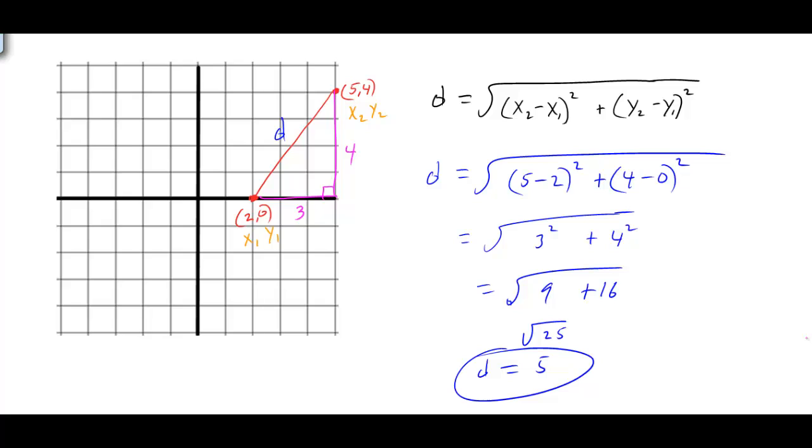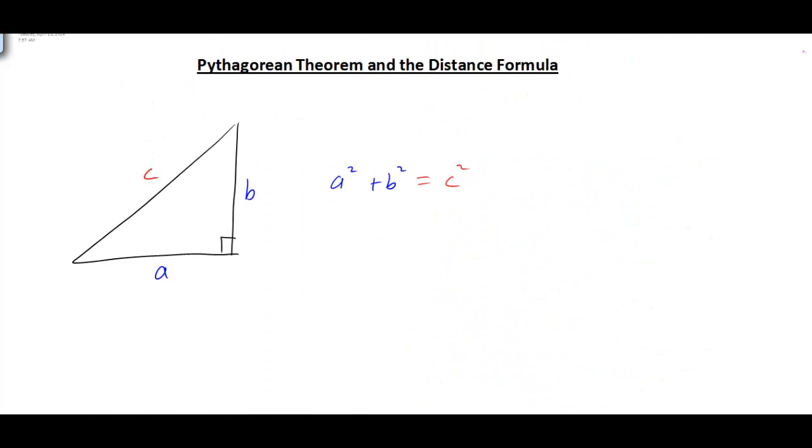And I did that on purpose to show you that whether you're forming a right triangle and finding the missing side, or using the distance formula, we can still find, in this case, the length of the hypotenuse.